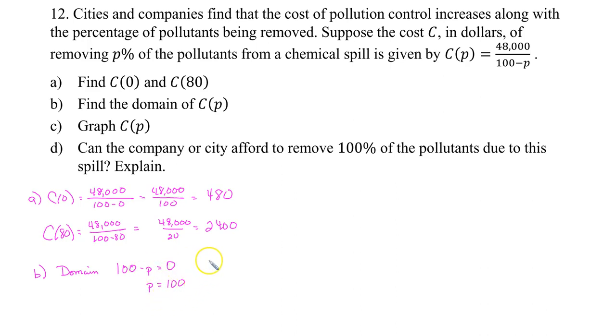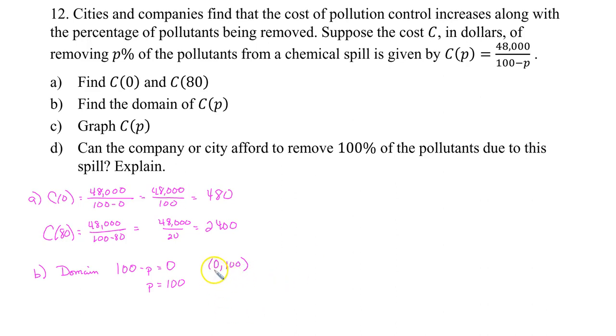So the domain of this function, we have to be careful here, is 0 to 100, and we stop here. Now, why is it not negative infinity to positive infinity? Well, can we remove negative percents of the pollutants? And the answer is no, probably not. So percentages need to be positive numbers, and we can't remove negative percentages. We also can't remove more than 100% of the pollutants, and so that's why it's going to stop at 100.